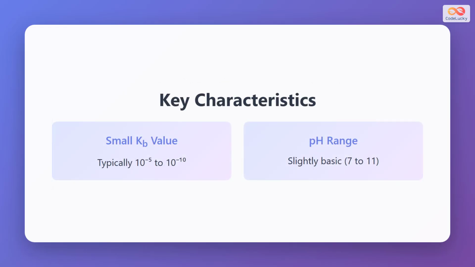Weak bases have two key characteristics. First, they have small Kb values, typically ranging from 10^-5 to 10^-10. Second, their aqueous solutions have a pH range that is slightly basic, usually between 7 and 11. This is much less basic than strong bases, which can reach pH values of 13 or 14.